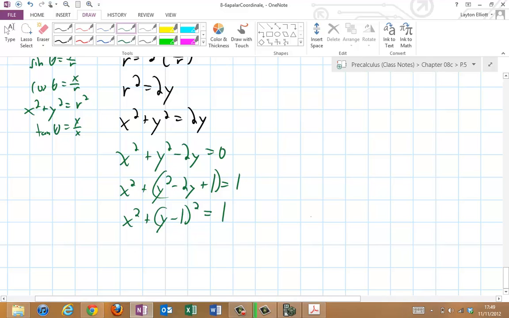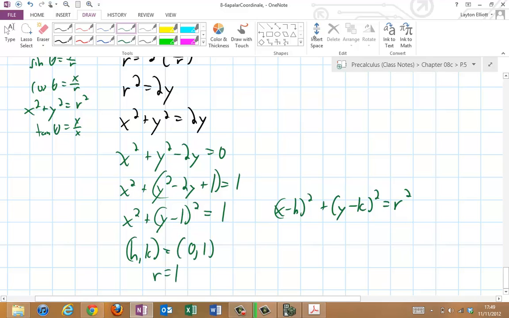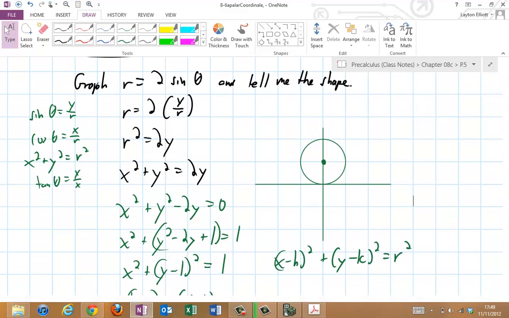How does that help? Well, if I compare that to the standard form of a circle, this was the standard form of a circle. This is also good review for the final exam. If I compare that to the standard form for a circle, I know that my (h, k), also known as the center of the circle, is equal to (0, 1), and that the radius is equal to 1. So what I'm really asking you is to draw a circle. I can do that here. Centered at (0, 1), with a radius of 1. And there it is. So that's the graph. If you go back up, that's the graph of r is equal to 2 sine theta.